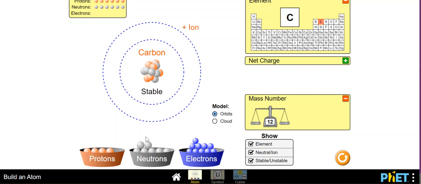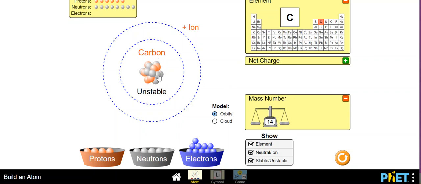Now, you can have isotopes, and isotopes are atoms, like carbon for example, that have more neutrons. This would be a stable version of carbon. It has six protons and six neutrons. Now, carbon can have more neutrons, and it'll still be a carbon atom. So, for example, if we put in another neutron here, we have what's known as carbon-13, and that's an isotope of carbon. And if we put in one more, we have what's known as carbon-14.